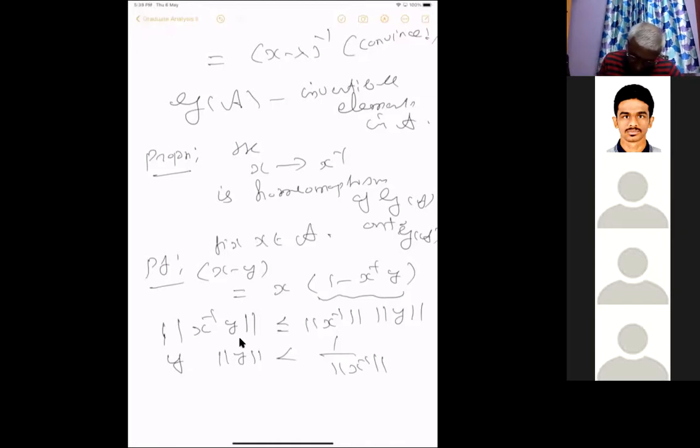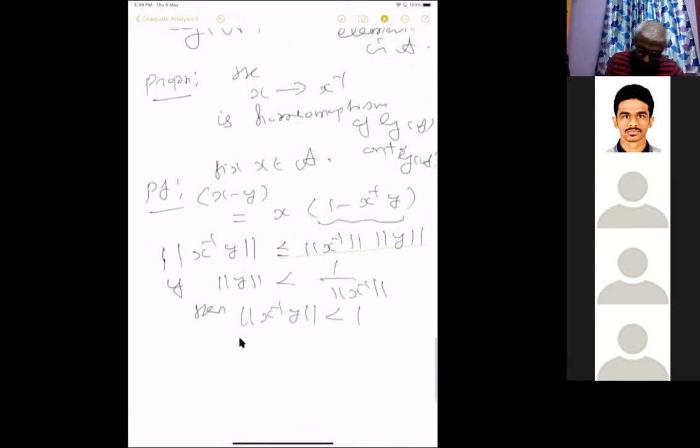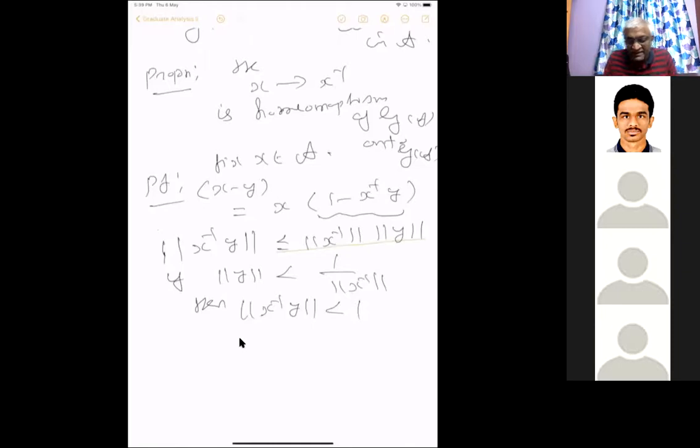Now if norm y is less than 1 by norm x inverse, then norm x inverse y is less than 1. Since x is fixed, 1 by norm x inverse is some constant. If we take the norm y very close to 0, close to 0 meaning less than epsilon, we can take it less than 1 by norm x inverse. So when y is close to 0, the norm of x inverse y is less than 1. That's what I want to say.